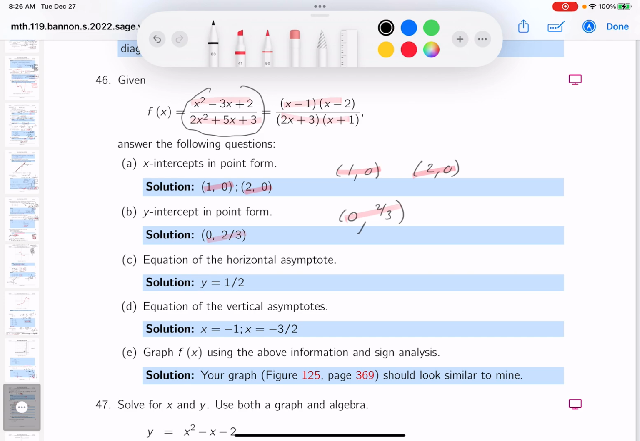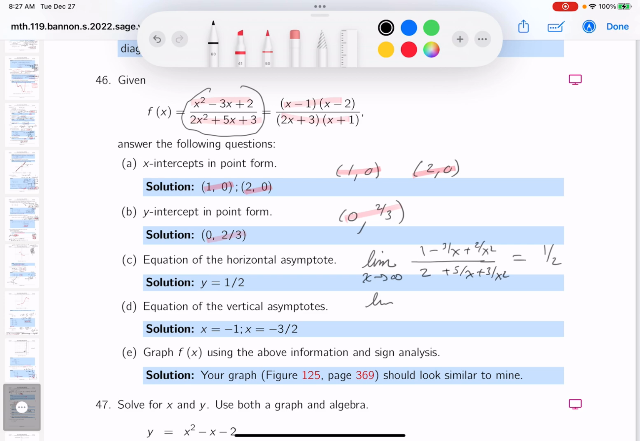All right, the equation of the horizontal asymptote. I want to point out it's probably a good idea to write down the limit, but they're relatively easy to do, by the way. As x goes towards infinity, divide by the highest degree variable, which is x squared. What are you going to get? You would get 1 minus 3 over x plus 2 over x squared, over 2 plus 5 over x plus 3 over x squared. And as x goes towards infinity, this just goes towards 1/2.